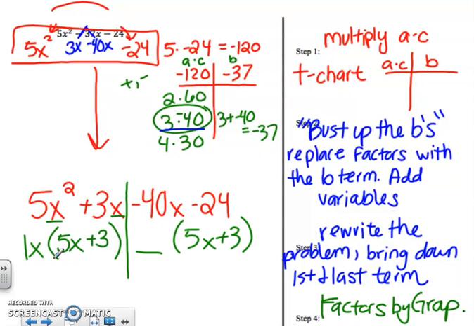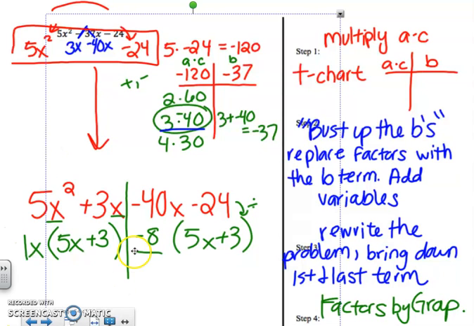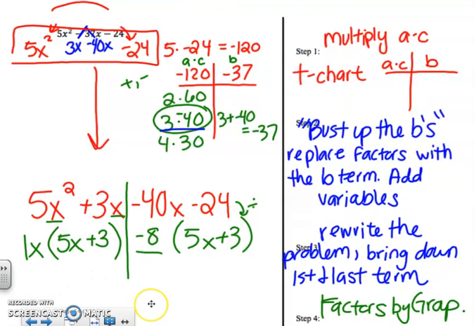And you just need to do some division to find that last term. So divide those two numbers, and negative 24 divided by 3 is going to be a negative 8. I can double check it. Negative 8 times 5 is negative 40. So then my last step is to rewrite my final answer. I'm going to just make that x instead of 1x. So x minus 8, and then 5x plus 3.